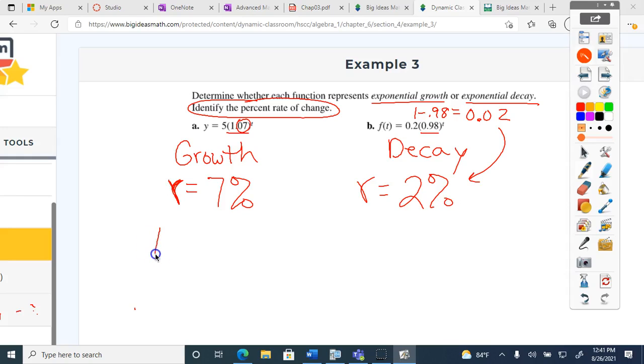So let's say our company is worth $100. If it goes up 100%, now it's worth $200. If it goes up 200%, now it's worth $300. Is that making sense? Yes, sir.